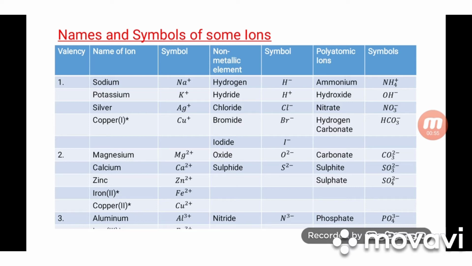Similarly, we have given ions, non-metallic elements and polyatomic ions corresponding to valency 2 and 3, which can be checked from this table. Let us now move forward.